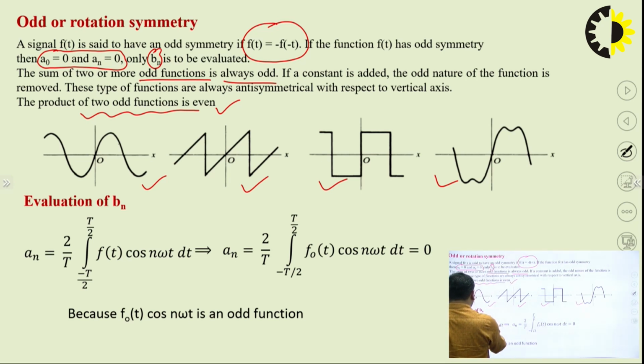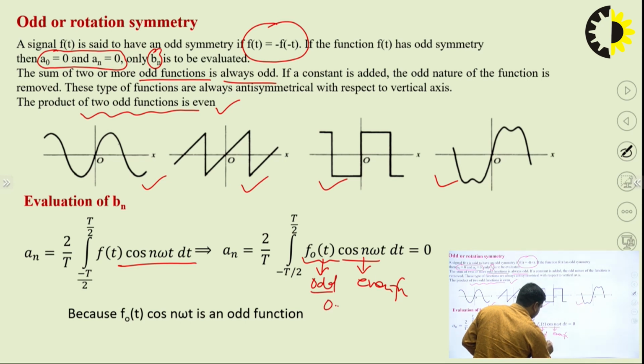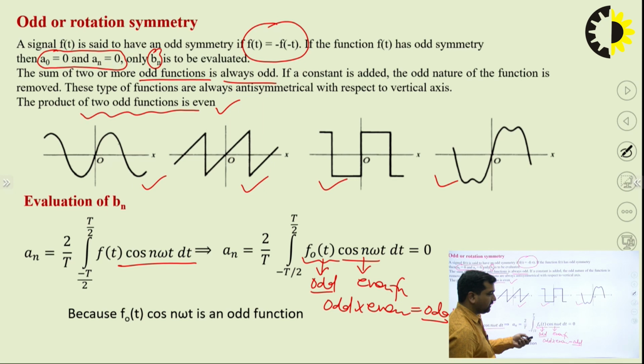And here it is a_n equal to 2 upon T, integral from minus T by 2 to T by 2 of f(t) cos n omega t dt, and we already see that this one is an even function, and this one is an odd function. So odd into even becomes odd, and we already know that over a time period the integration of an odd function becomes 0. That's why the value of a_n becomes 0. As here it is written, f(t) into cos n omega t is an odd function, because odd into even becomes odd.